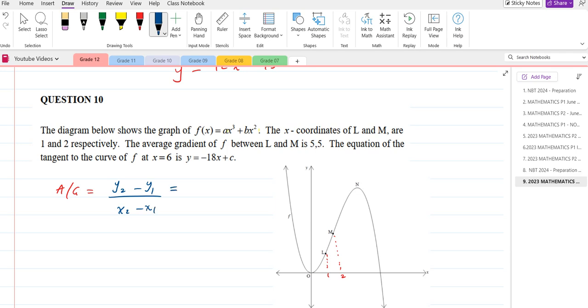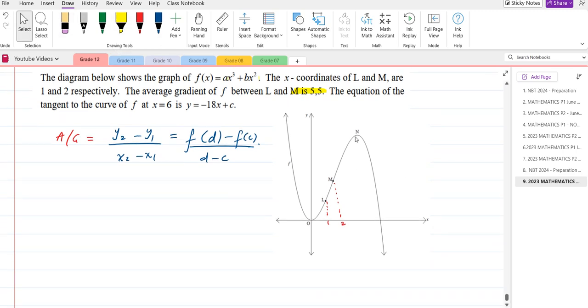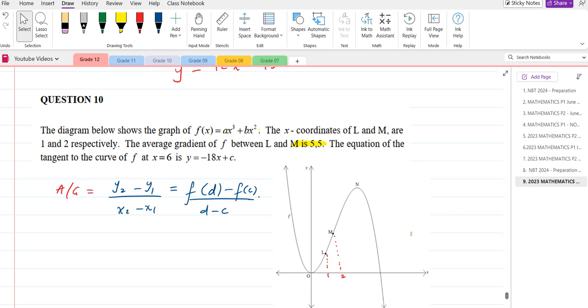So you can also switch this around into f of, don't call it a and b because it's going to conflict with this, call it c and d here. So f of d minus f of c divided by d minus c. So you can also use this for average gradient. Anyways, this is very important information, 5.5. The equation of the tangent to the curve of f at x equal to 6. Now we don't even know where the turning point is, right? At x equal to 6 is minus 18x plus c, right?